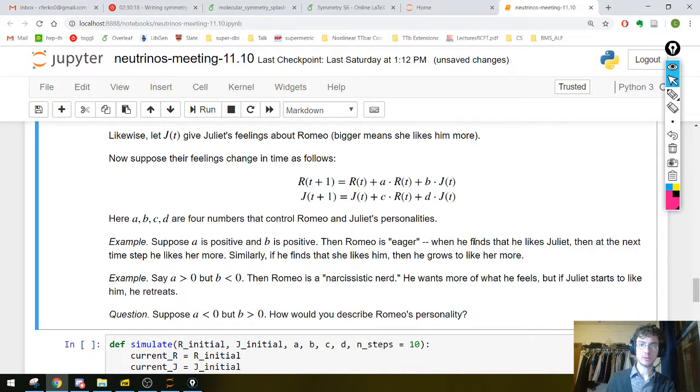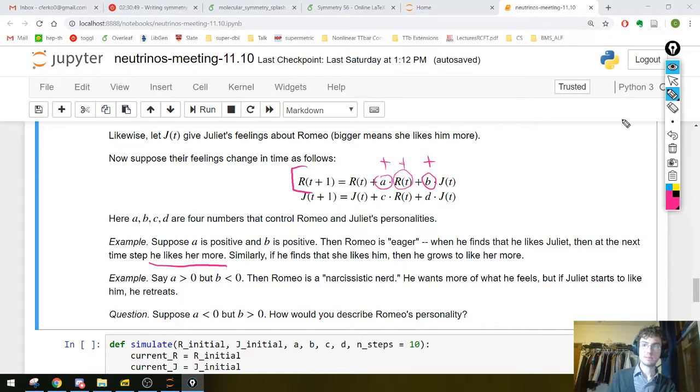So I'll tell you 2 stories about 2 choices of A and B, and then I'll ask you about a third one. So suppose A is positive and B is positive. Let's just look at Romeo. That means that Romeo is eager. What do I mean eager? If Romeo discovers that he likes Juliet, so r is positive at a time t, then I take positive times positive, and that means r at the next time is bigger. So if Romeo likes Juliet, at the next time step he likes her more.